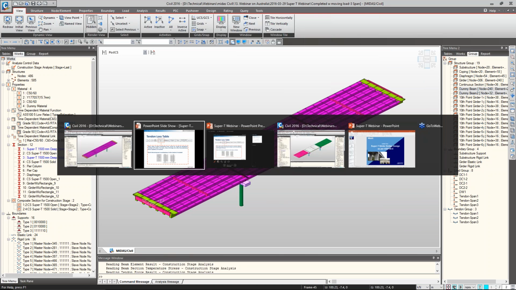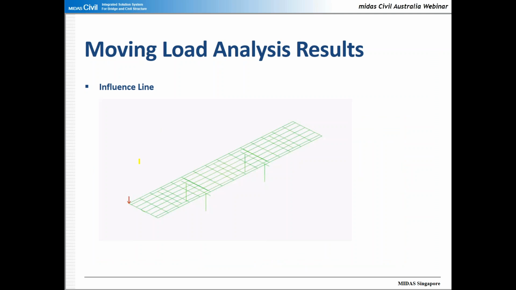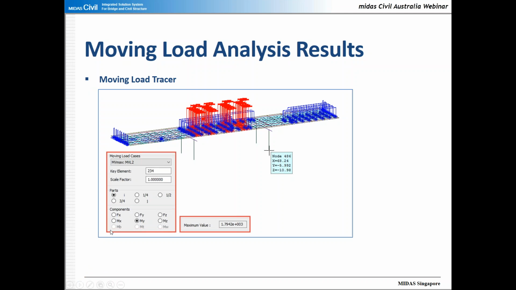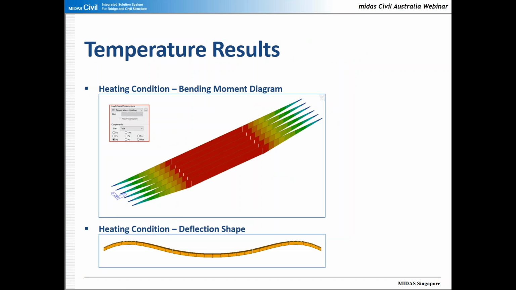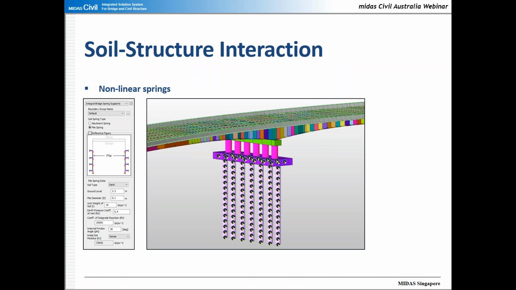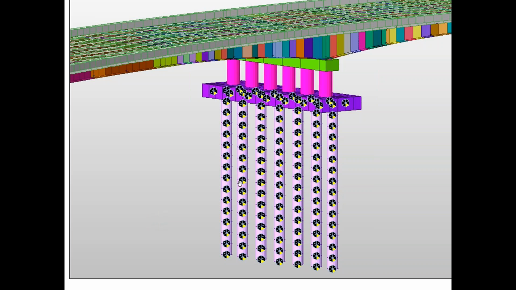So with this discussion, we are towards the end of the presentation for this particular case. Here you can obtain some influence line diagrams, and you can obtain the critical value for a particular load case. And for the temperature load case, you can obtain the results of the bending moment as well as the deflection and the stresses. And if you wish to model the soil structure interaction, generally we do model piles and the pile caps in the model if we want to take into account the soil structure interaction.